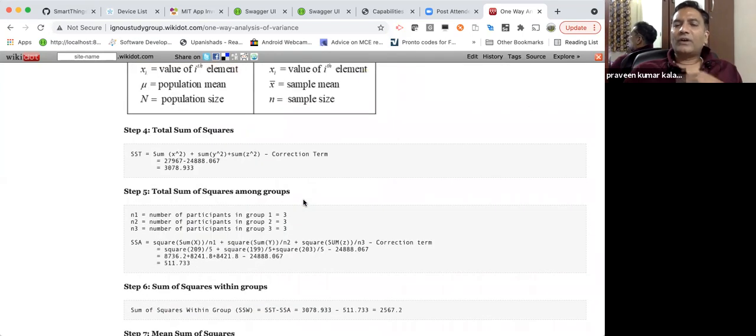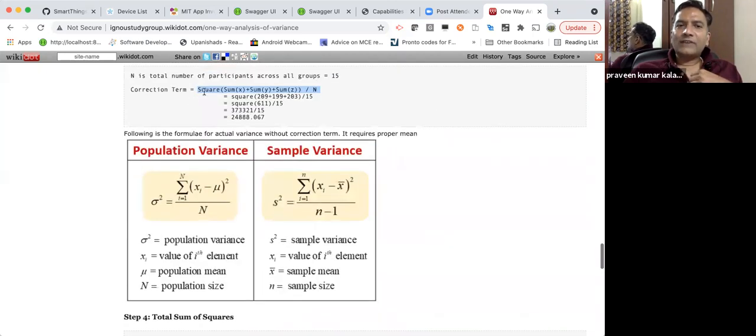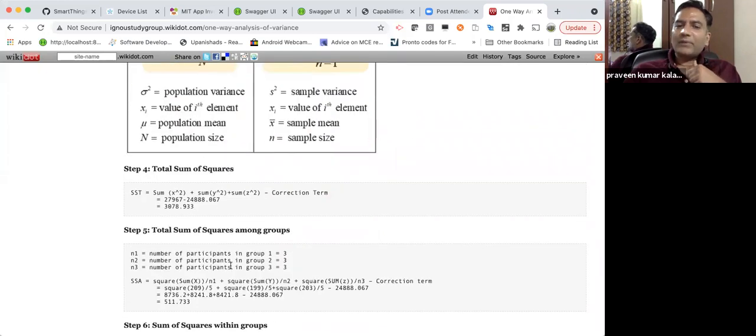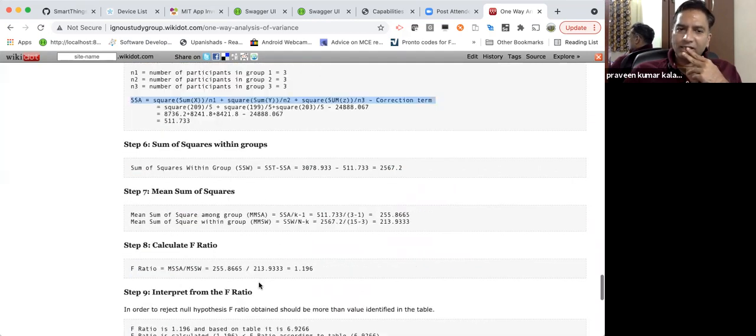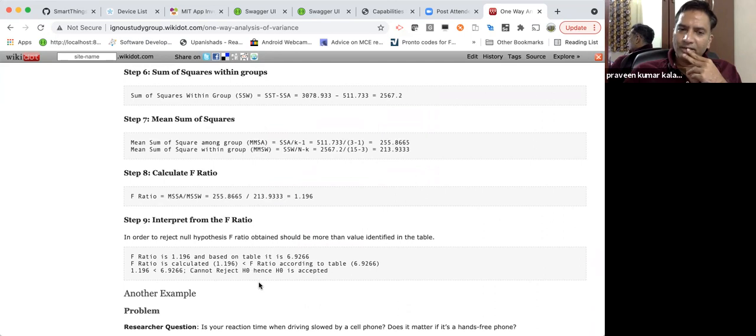Okay, so it doesn't really include very complex calculations. It is these three formulas that you just have to remember a bit. Otherwise, it is all straightforward and easy to do.